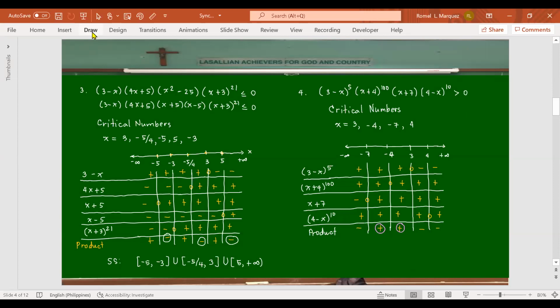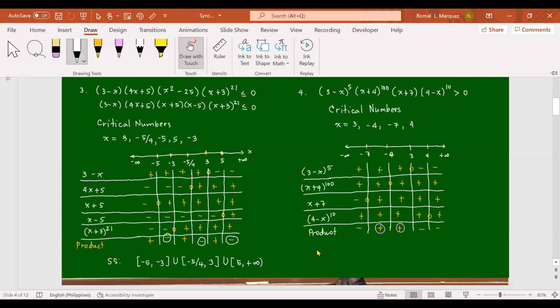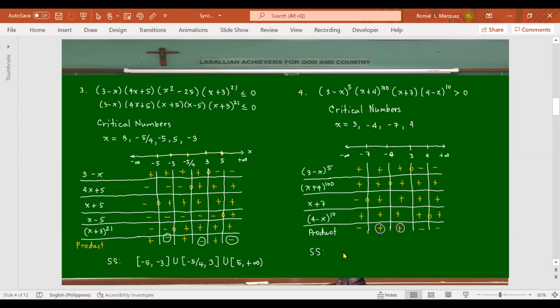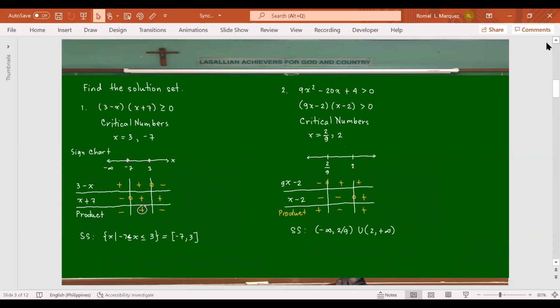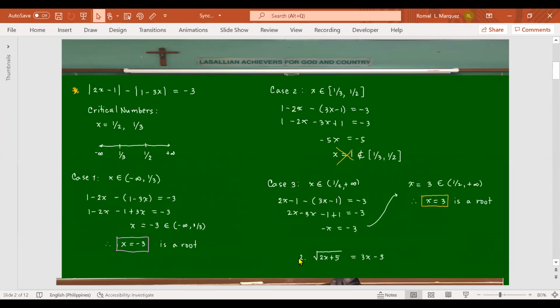What's the solution set? Dictate to me. Open interval or closed interval? Open interval. Union with? -4, 3. Okay, guys. No more questions? What about this one? I think we left this one.